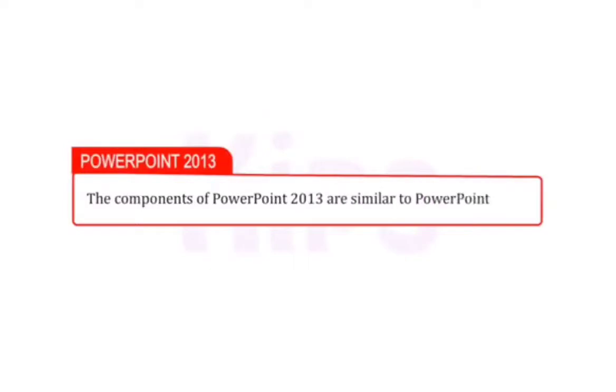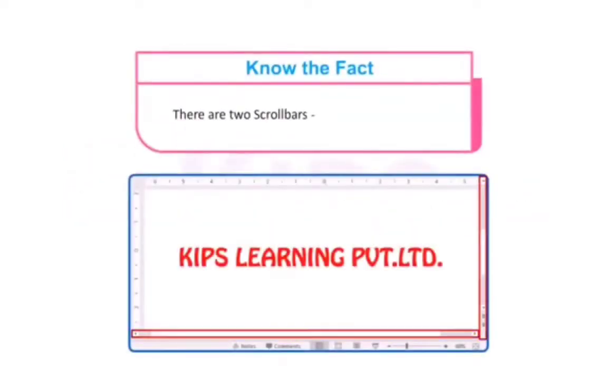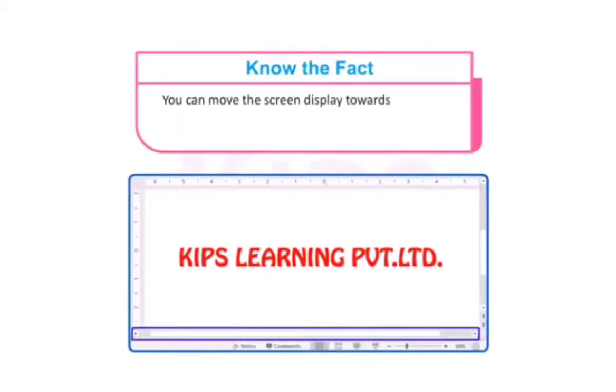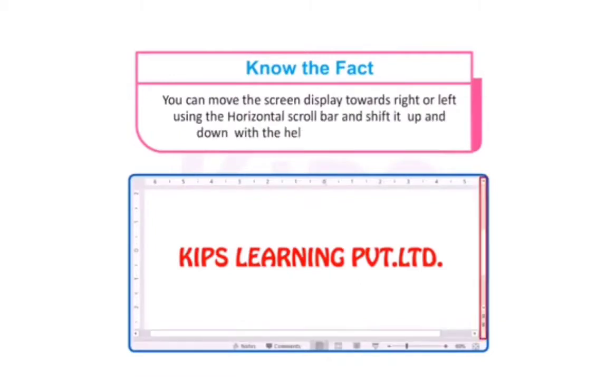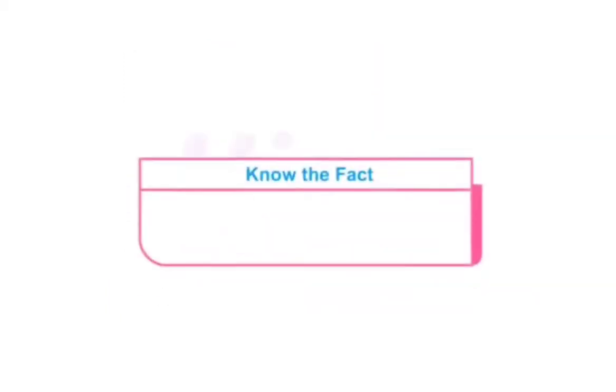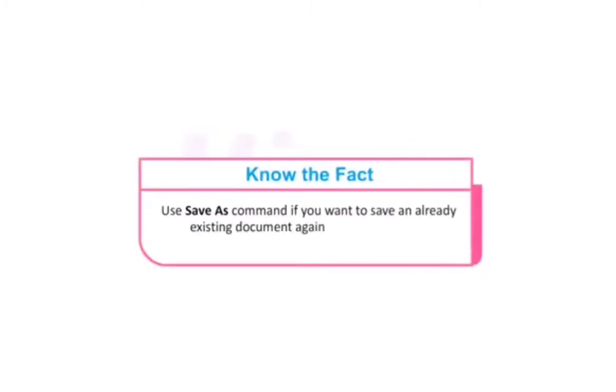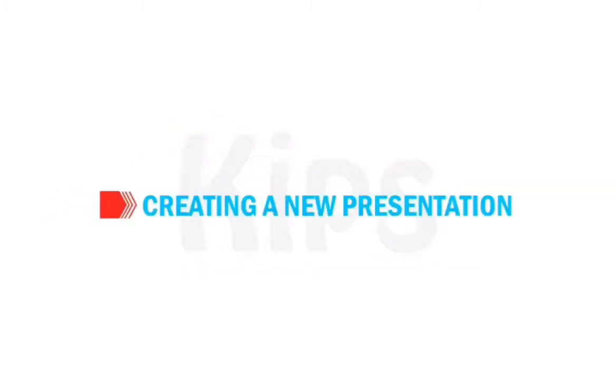PowerPoint 2013. The components of PowerPoint 2013 are similar to PowerPoint 2016. Know the fact: there are two scroll bars, vertical and horizontal. You can move the screen display towards the right or left using the horizontal scroll bar and shift it up and down with the help of vertical scroll bar. Know the fact: use Save As command if you want to save an already existing document again with a new name without deleting the original file.